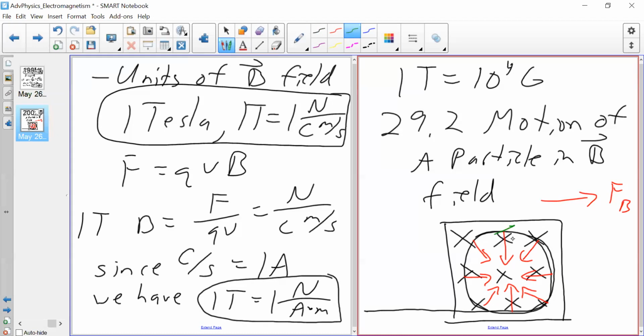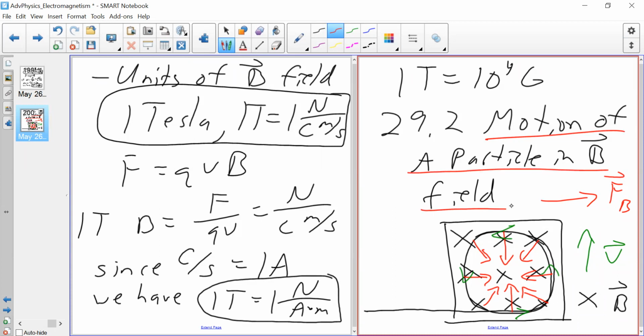My velocity around the circle is constant, because remember the magnetic force does no work on it, so it's going to keep it in the circle but at a constant speed. So that is velocity, and of course these are my field lines. Questions?